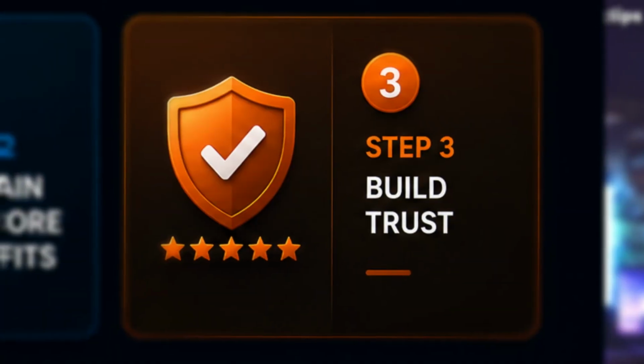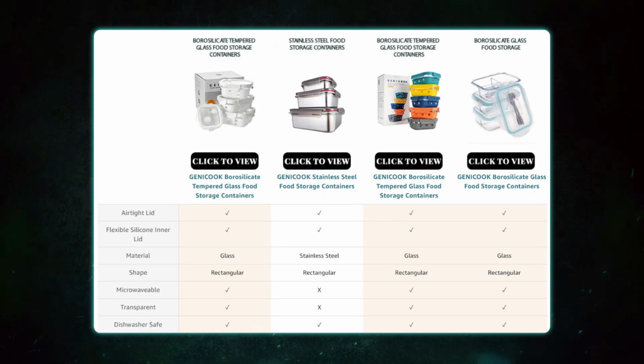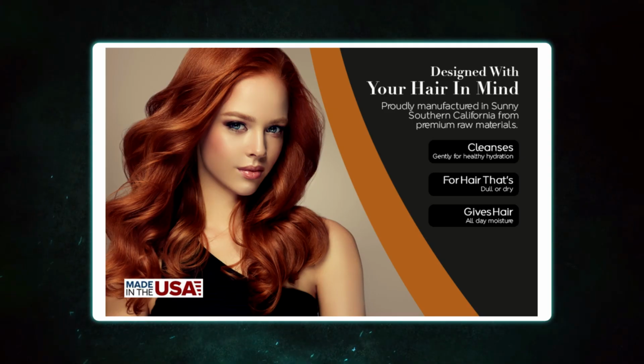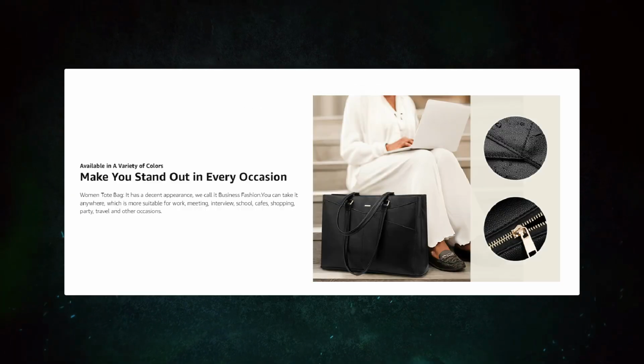Step number 3, build trust. Now shoppers are interested. The next question becomes, can I trust this product? This is where comparison charts work really well. Also, you can add a module where you can show certification, ingredients, materials, quality, warranty, anything that reduces doubt. Remember, people don't just buy because they understand. They buy because they feel confident.